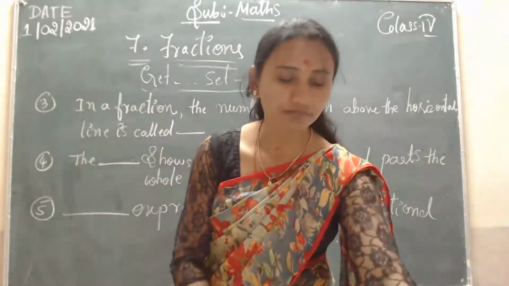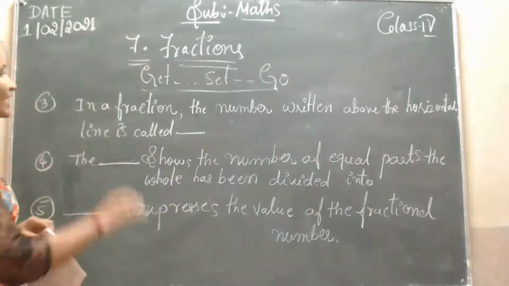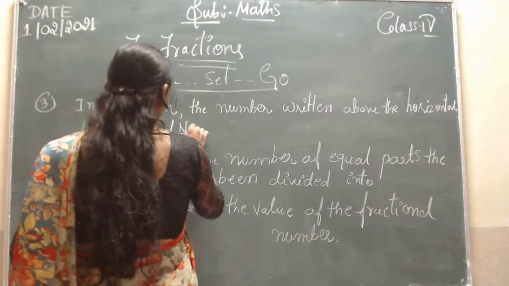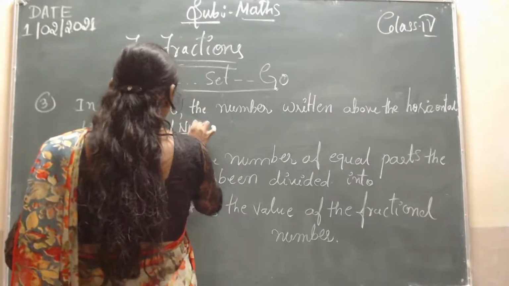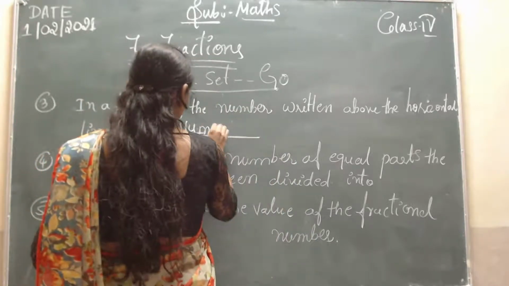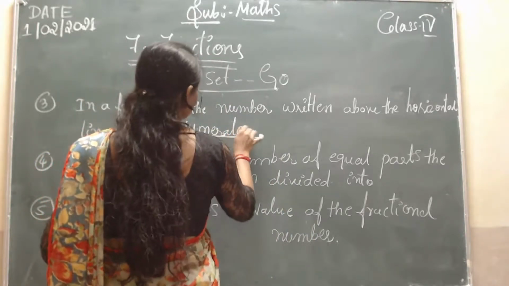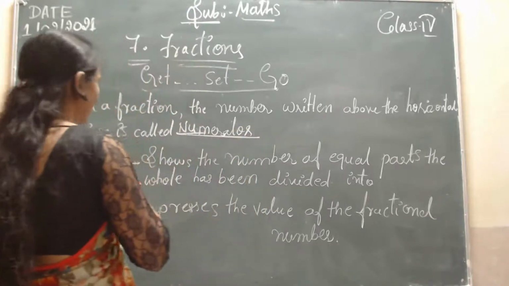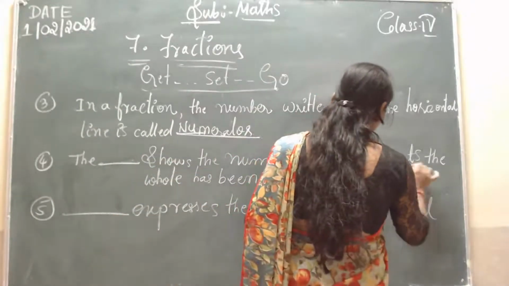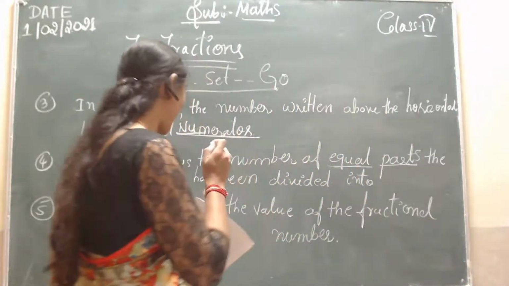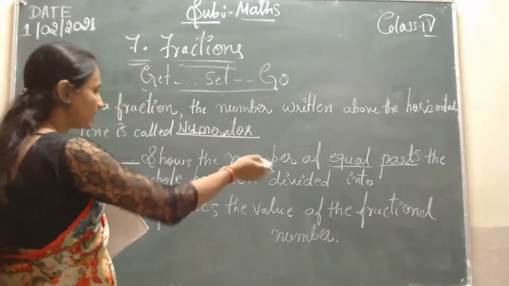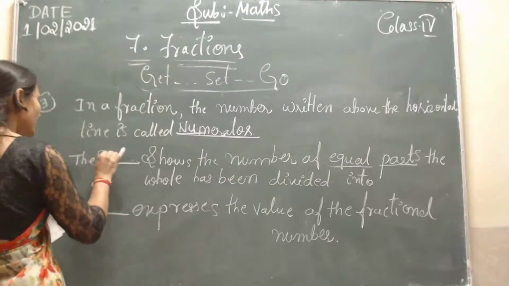Students, in a fraction, the number written above the horizontal line is called the numerator. So I have to write it here: numerator. The dash shows the number of equal parts. This word is very important: equal parts of the whole. One whole has been divided into, that is the denominator.